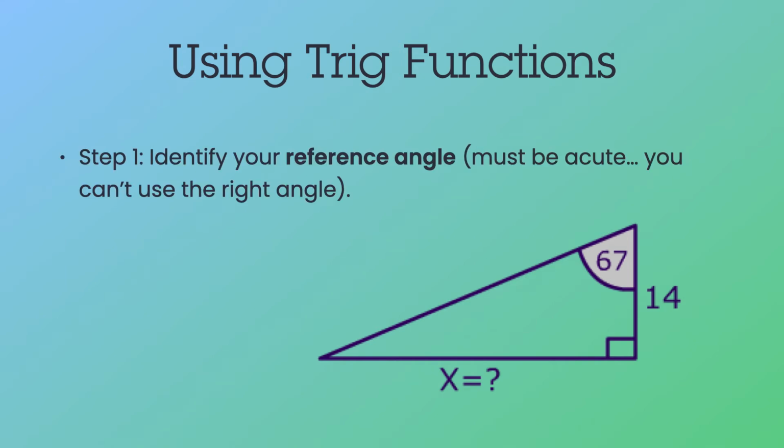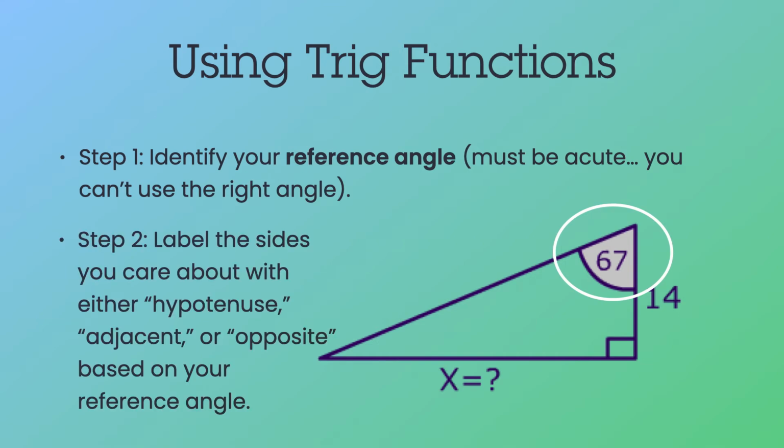Step 1, identify your reference angle. This has to be one of the acute angles. You cannot use the right angle with what we're doing. So 67 is our reference angle here. Step 2, we're going to label the sides that we care about. I don't say the sides we're given, I say the sides we care about, with either hypotenuse, adjacent, or opposite, based on that reference angle. Now, the reason I say the sides you care about is because, for example, that x equals question mark, we aren't actually given that side, but we do care about it because we want to know how big it is. So we'll label that side. That would be the opposite side from our angle.